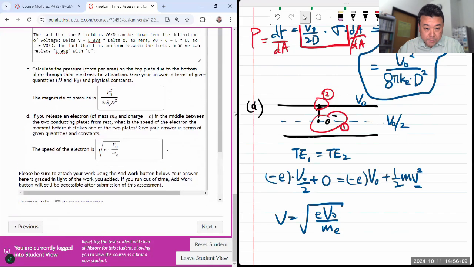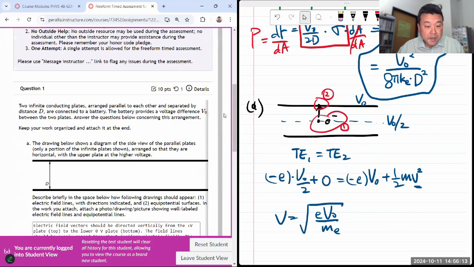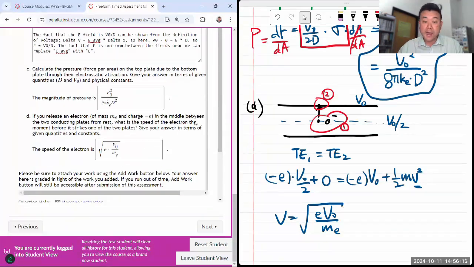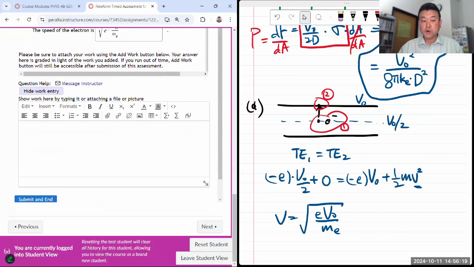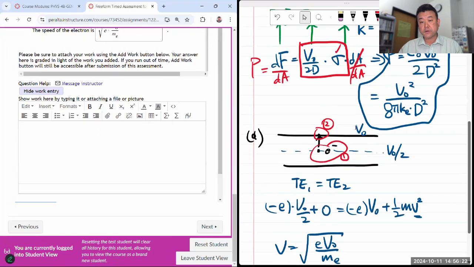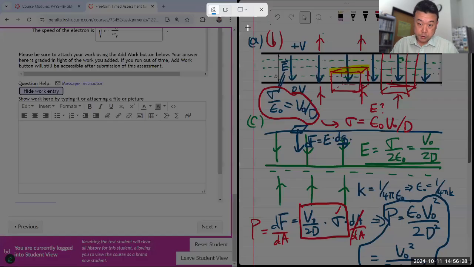So I think I have 2 minutes. That might be enough time to add work. So yeah, let me add work. Now for adding work, this is what I recommend for you: take some time to organize your work, or possibly even review it to see if you made any mistakes. So that is what I would recommend for you.